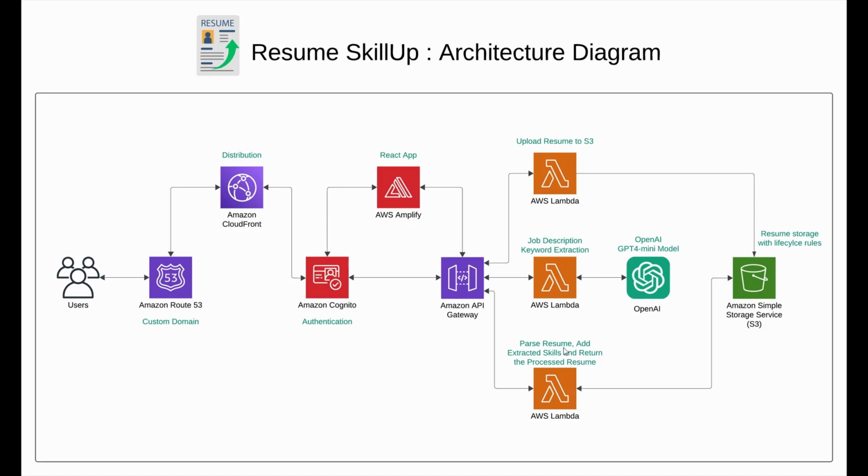The third Lambda function retrieves the resume from S3 bucket, maps the placeholders, and returns the processed resume to the user for download on the front end. That's how this tool works. Let's jump to the tutorial part.